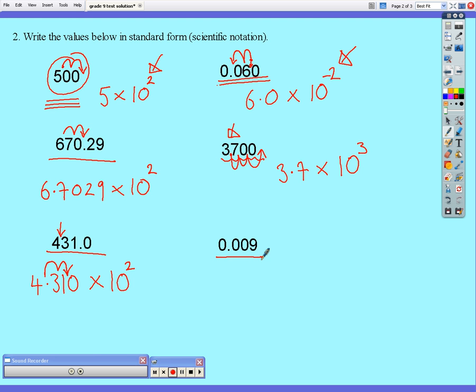0.009, just 1 significant figure. 9 is our number between 1 and 10. That's here. There's our decimal point. So 1, 2, 3. Back to the left hand side. So it's multiplied by 10 to the power of -3.